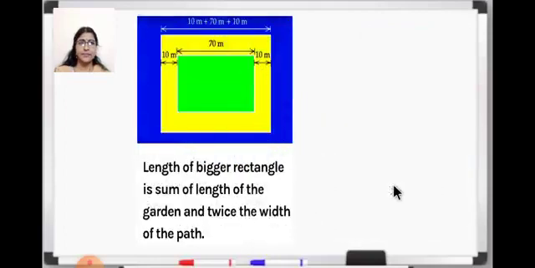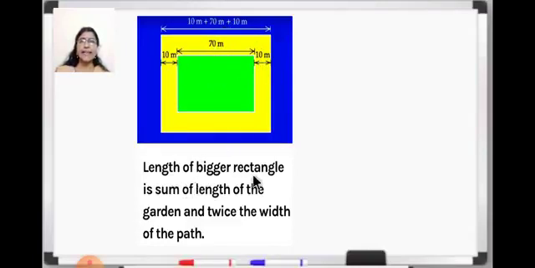So first, we will find out the length of the bigger rectangle. As you can see here, the length of the garden, that means the smaller rectangle, is given as 70 meter. And then you will have to find out the length of the bigger rectangle. You can see here the path is 10 meter wide, from this side also, from this side also. So how to get the length of this bigger rectangle? We are going to add 70 plus 10 plus 10.